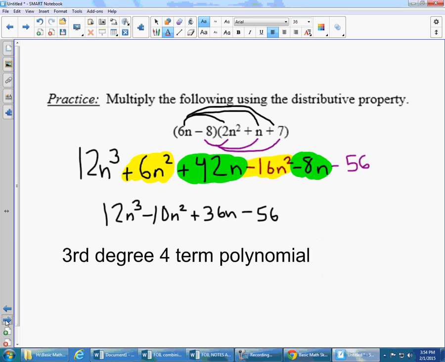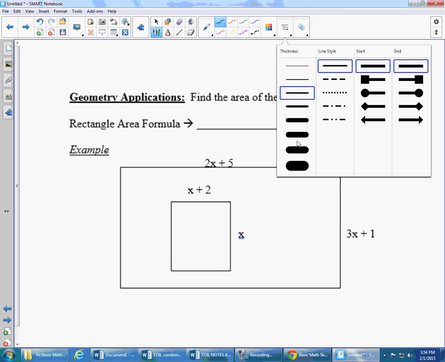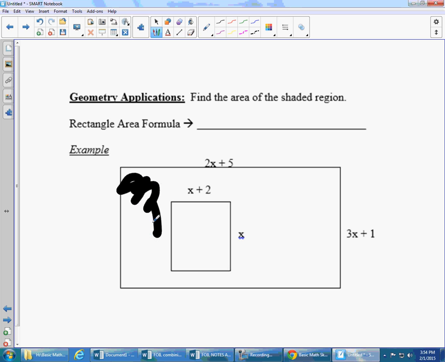Okay? Okay, let's move down to this crazy box question. Say what? It says find the area of the shaded region. Well, shoot, it's not shaded. That's the first thing we got to do. Let's shade this bad boy real quick. We want to shade this area in here.